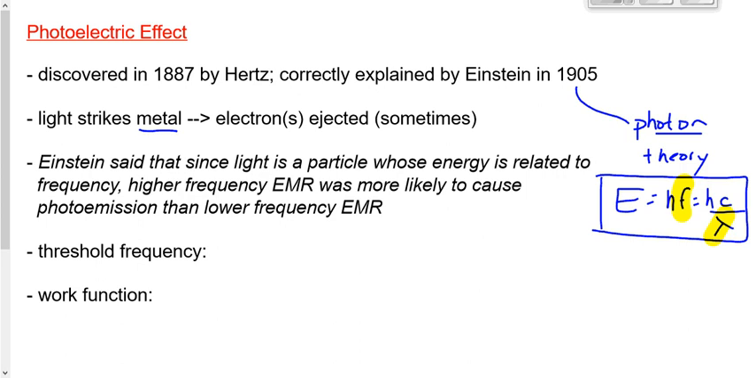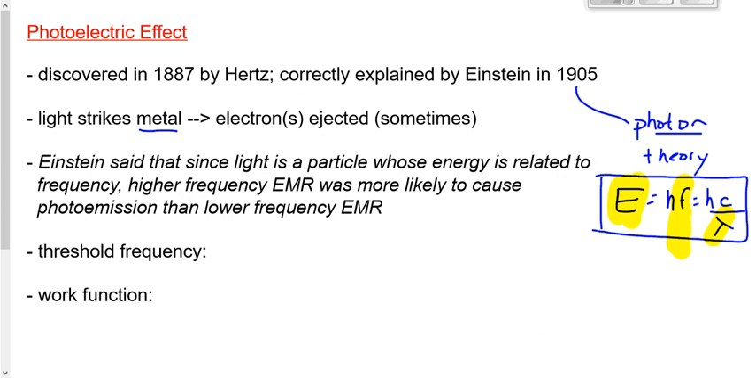Remember what we said. Hertz noticed, he knew that it was the type of EMR that would cause emission, not the amount of EMR. Einstein is going to explain why. If we look at this equation, Einstein's equation here, we can see that the type of EMR will affect the amount of photoemission because the type of EMR, which is the frequency, is directly related to the energy. In other words, if we have a higher frequency of EMR, we have a higher energy of EMR, and that's what causes emission. Does that make sense?